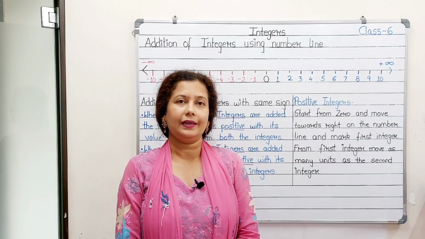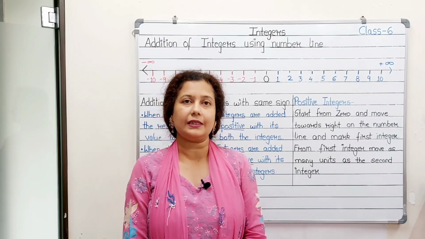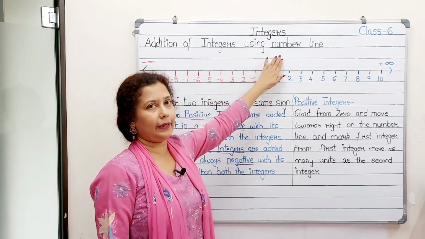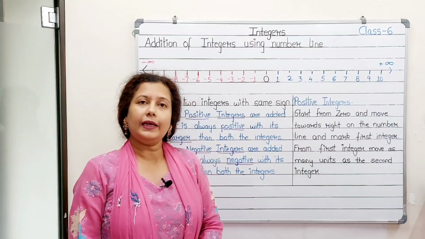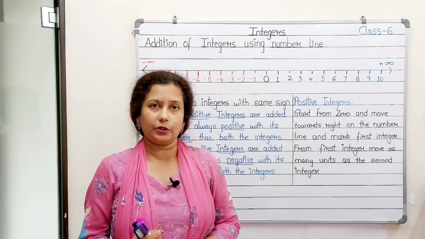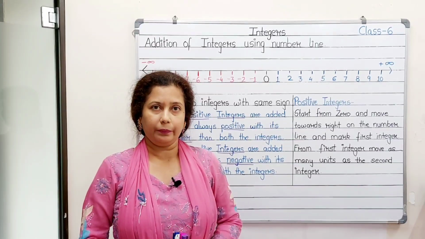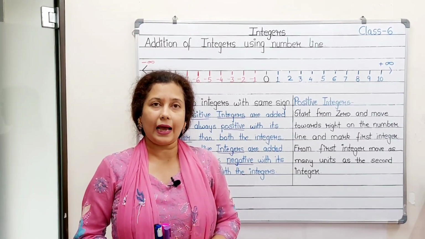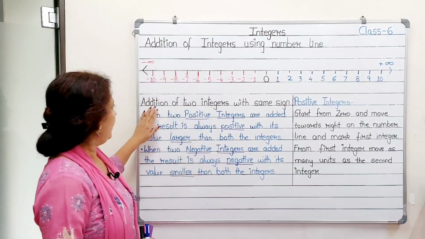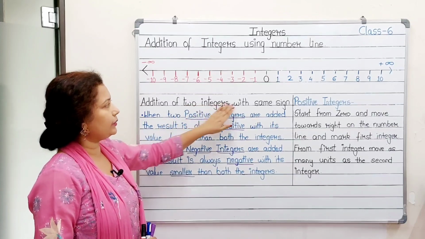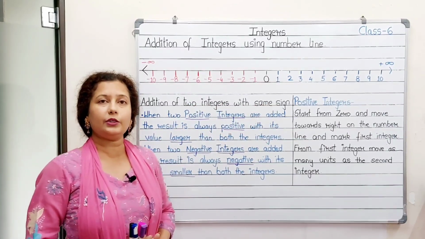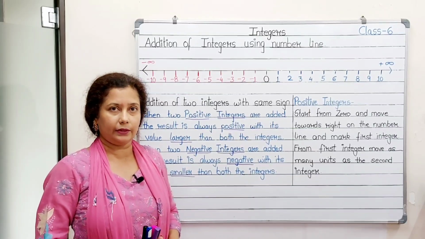Hello everyone. In this video I will be covering the topic Addition of integers using number line. We know that there are two types of integers, positive integers and negative integers. So first we will understand what we have to do when we are adding two integers having the same sign. Addition of two integers with the same sign. That means when we are adding two positive integers or two negative integers.